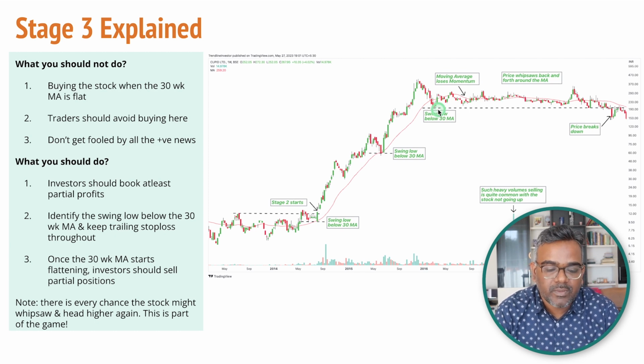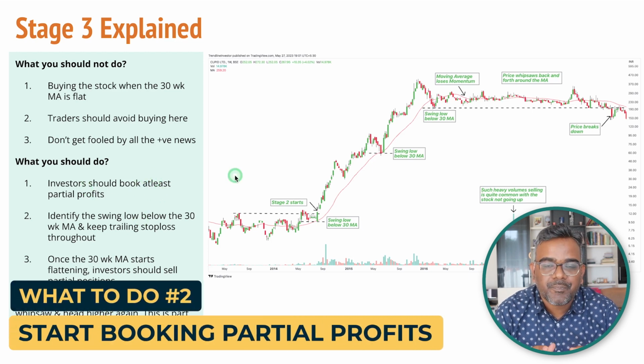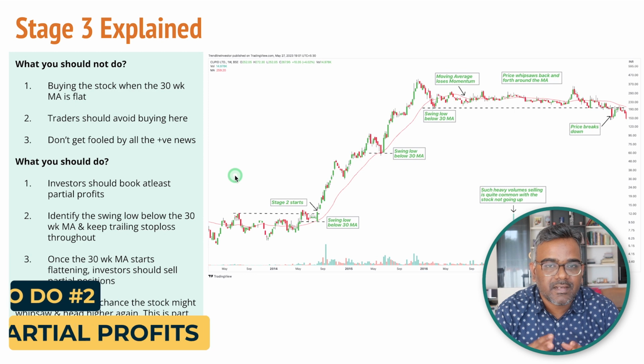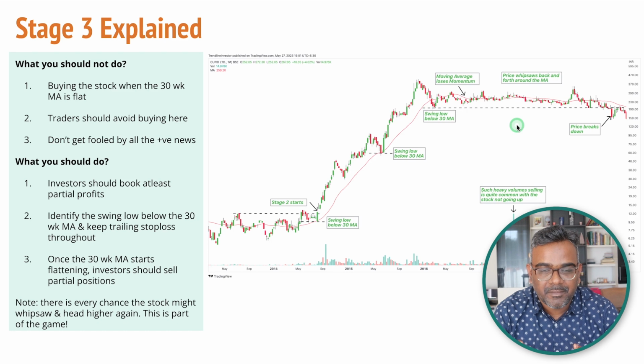Also, one of the other ways to do it is to book partial profits, so that you keep at least part of your profits safe, and then you can see what happens with the remaining, because sometimes the stock whipsaws and then eventually heads higher and higher and higher. Now, that can also happen. So in case you do not want to miss that move, which might happen sometimes after this kind of phase, try to keep some partial money still in the stock so that you don't miss that move as well.